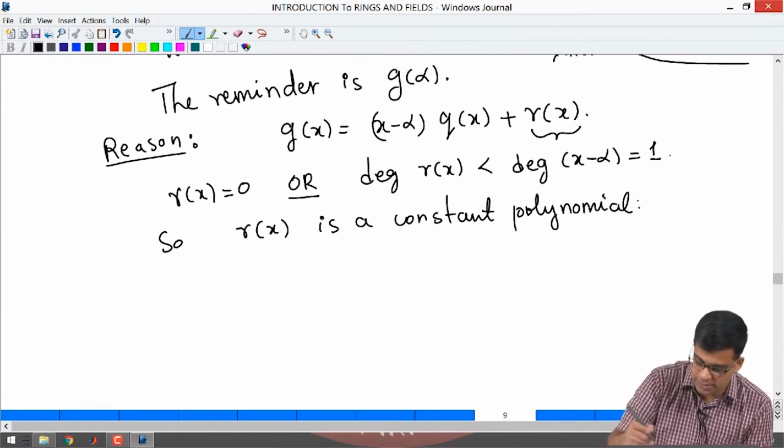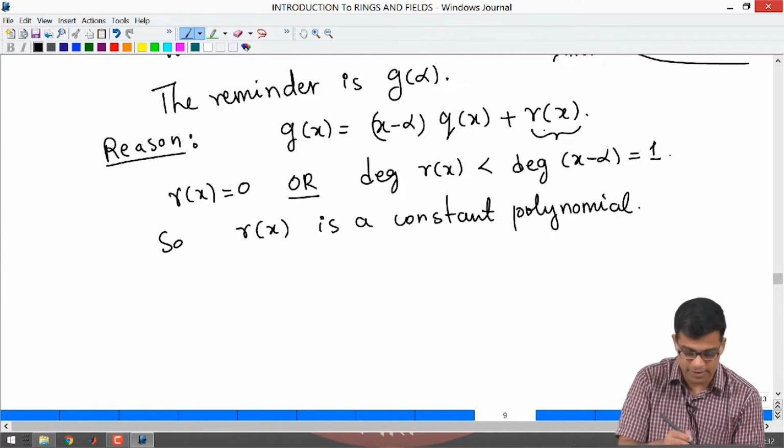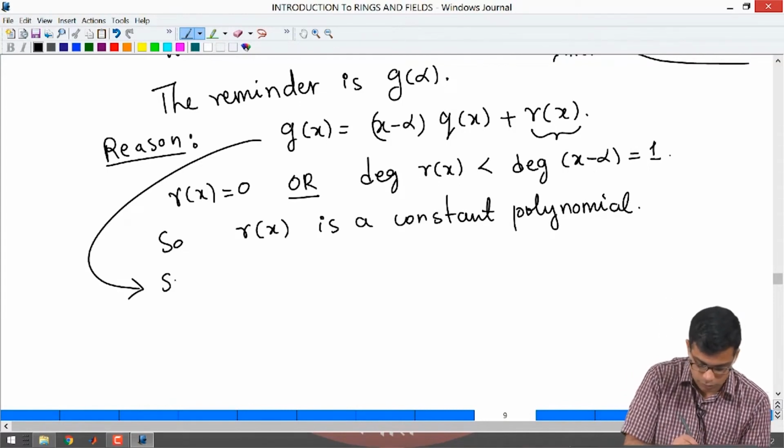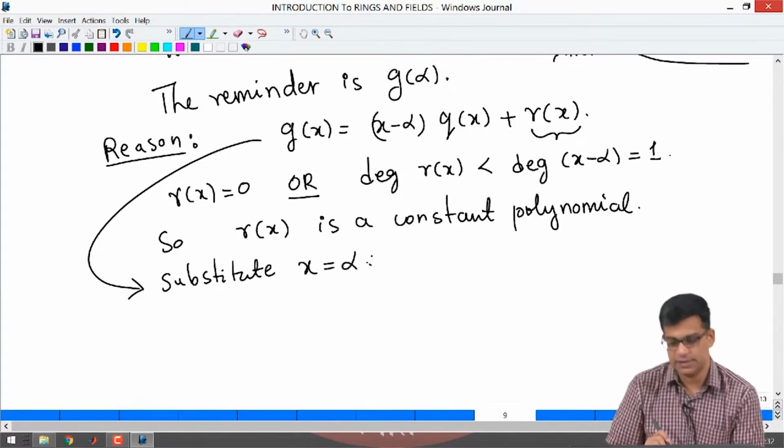Now, let us look at this equation g(x) equals (x minus alpha) q(x) plus r(x) and substitute x equal to alpha. This is an important operation.